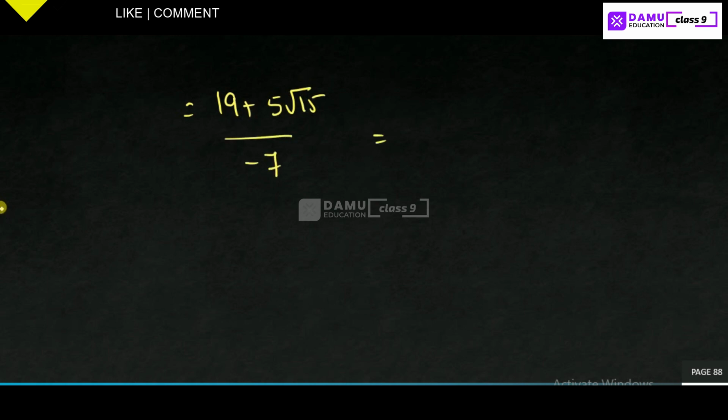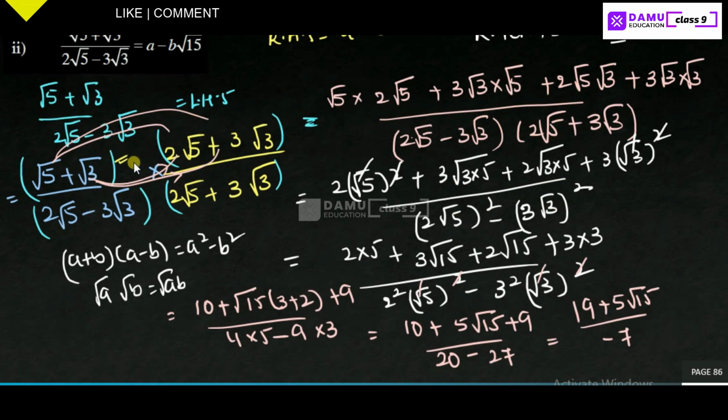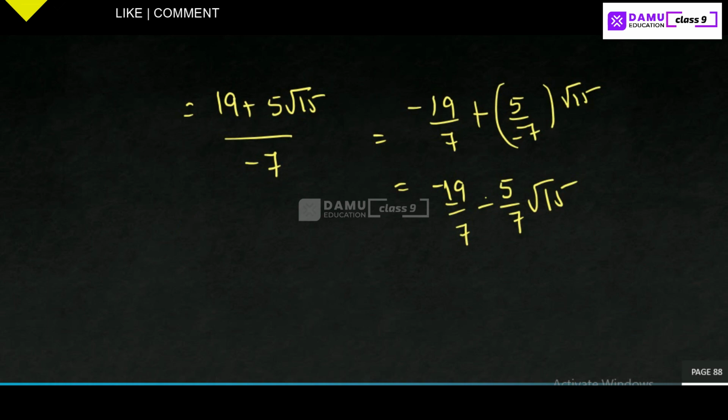So you can divide the denominator into the numerator, that is minus 19 by 7, and minus 5 by 7 into square root of 15. So that is minus 19 by 7 minus 5 by 7 square root of 15. So what is the right hand side? The right hand side, RHS, will be equal to a minus b root 15.